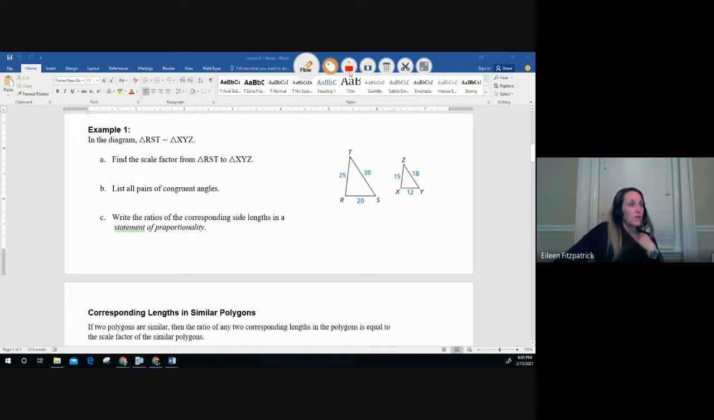It says in the diagram, triangle RST is similar to triangle XYZ. So right away, I could go around and mark angle R is congruent to angle X. Sometimes it's good to do this to make sure they're oriented the same way. Angle S is congruent to angle Y, so two arcs there, and angle T, three arcs, is congruent to angle Z. So they are oriented the same way.